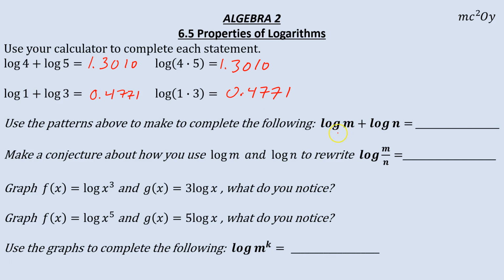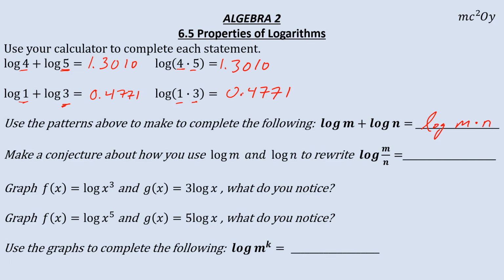If we have log of m plus the log of n, notice the bases are the same. They're both base 10 here. Then that's equal to the log of m times n. That's what we're seeing here. Log of 4 plus the log of 5 is equal to the log of 4 times 5. Log of 1 plus log of 3 is equal to the log of 1 times 3.